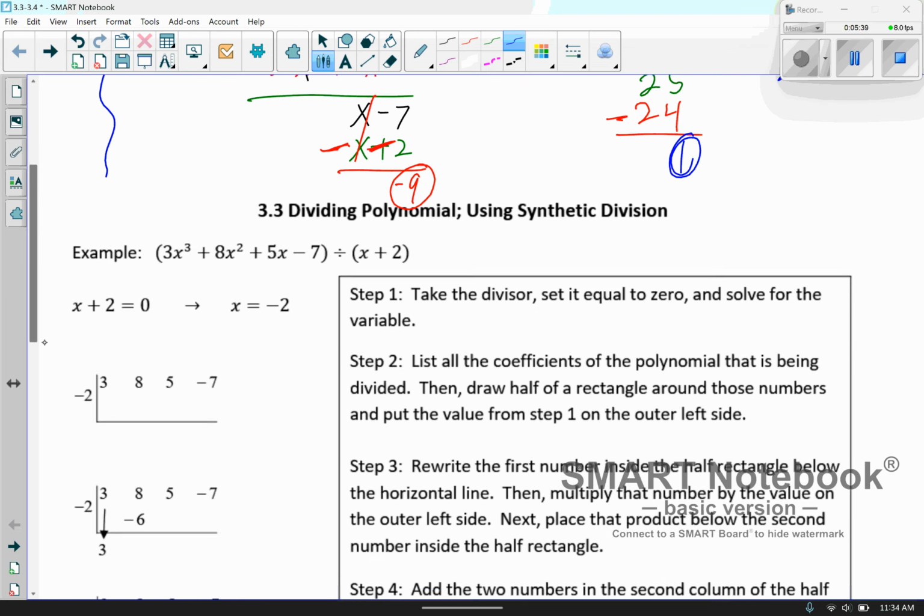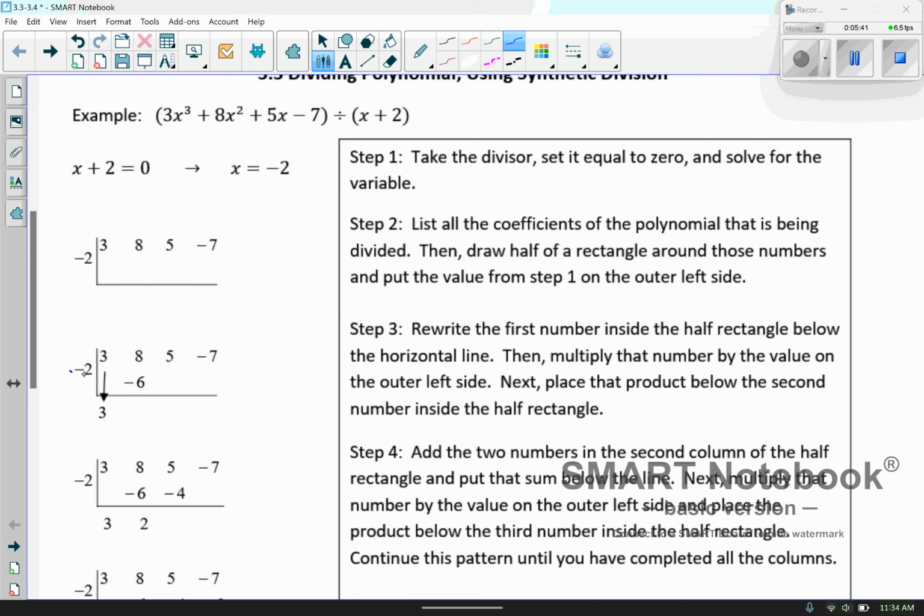I wrote out a pretty detailed way that the process works, and they'll all pretty much work this way. So what you want to do is, step one, take the divisor, set it equal to 0, and solve for the variable. So here's our divisor, x plus 2, set it equal to 0, solve, so I would subtract 2 on both sides, and so I get x equals -2.